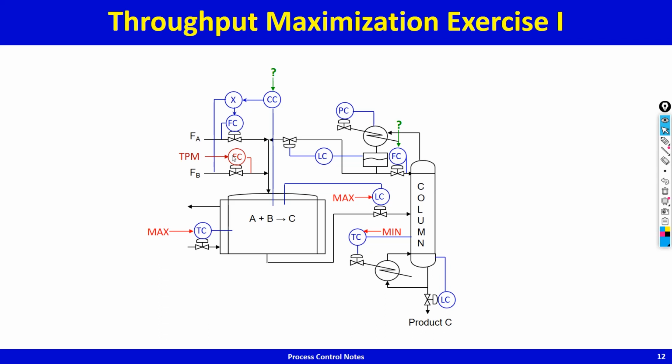Now if you want to maximize throughput and column pressure drop reaching a maximum limit is the bottleneck, if the control structure is the conventional one where the throughput manipulator is at the fresh B feed, what will the operator do? Operator will see, okay, what is the delta P in the column? If the delta P is sufficiently below the maximum limit, he will increase the fresh feed going into the process. So what he's essentially doing is, in order to hold the delta P constant, he is adjusting the fresh feed rate. This loop, however, is long.